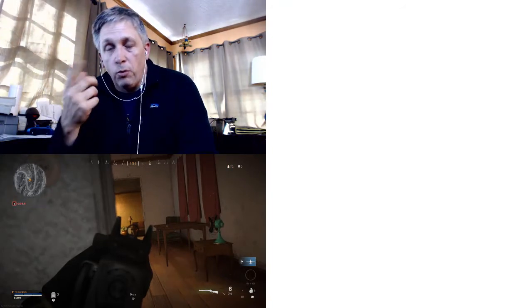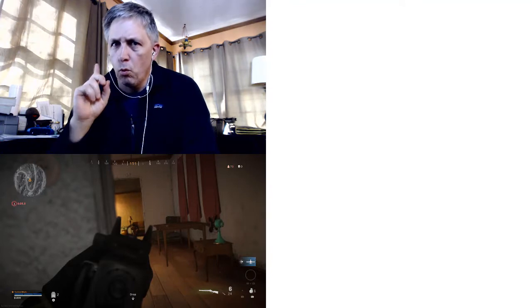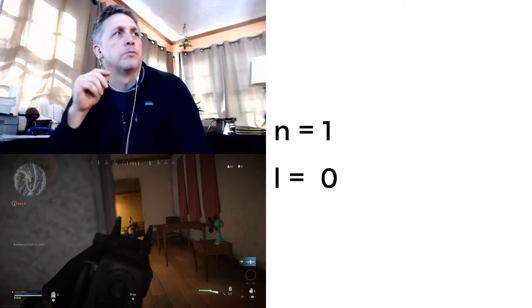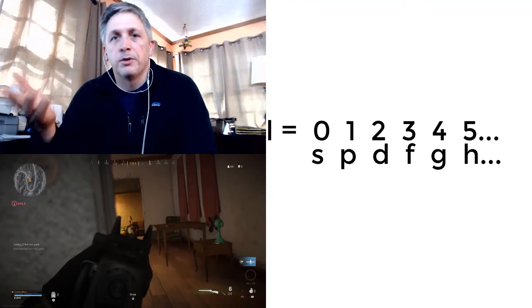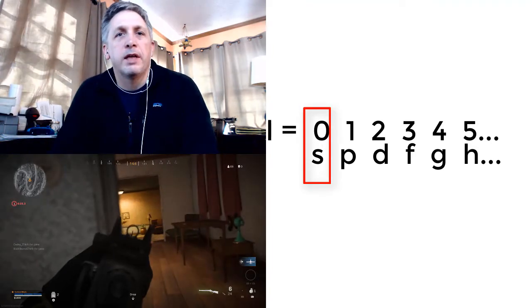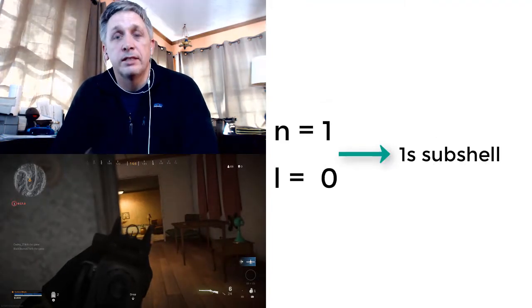Anyway, looking back at shell 1, you've got one subshell, L equals 0. S represents L equals 0. So we call that subshell the 1S subshell.